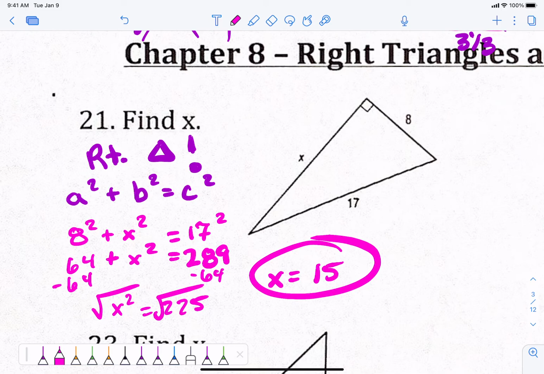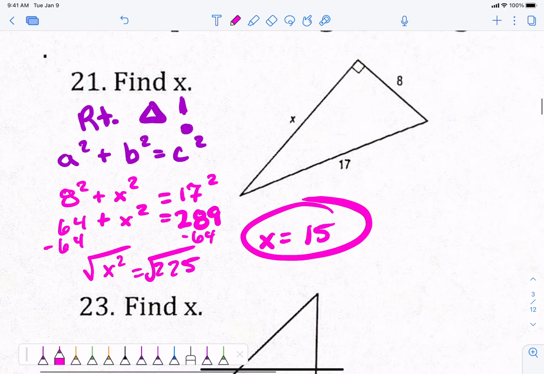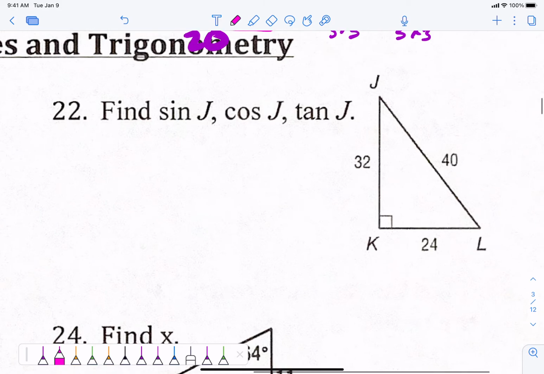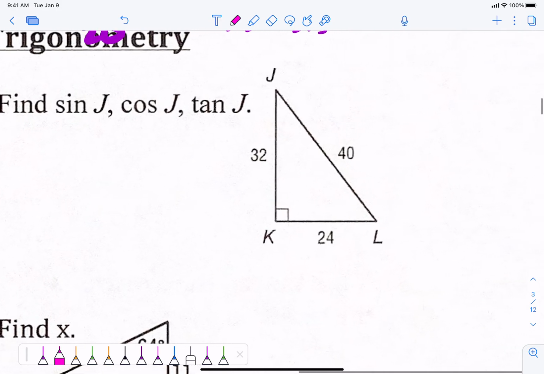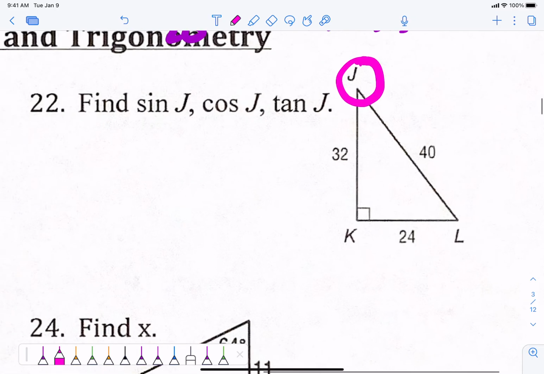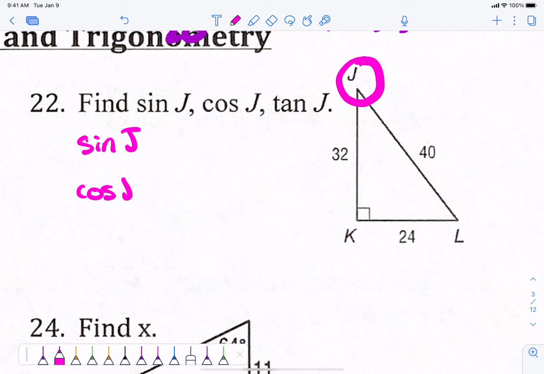Can I go to the next one? Okay, 22. Find sine, cosine, tangent of what angle? J. So circle J so you know which angle you're talking about, because it makes a difference. 24, J. So label sine J, cosine J, tangent J.